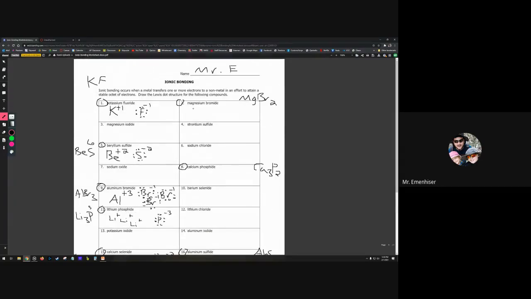Okay, magnesium bromide. If we draw the Lewis dot diagram for magnesium, it has 2 dots. It's going to lose them both, so I know it's going to be a +2.